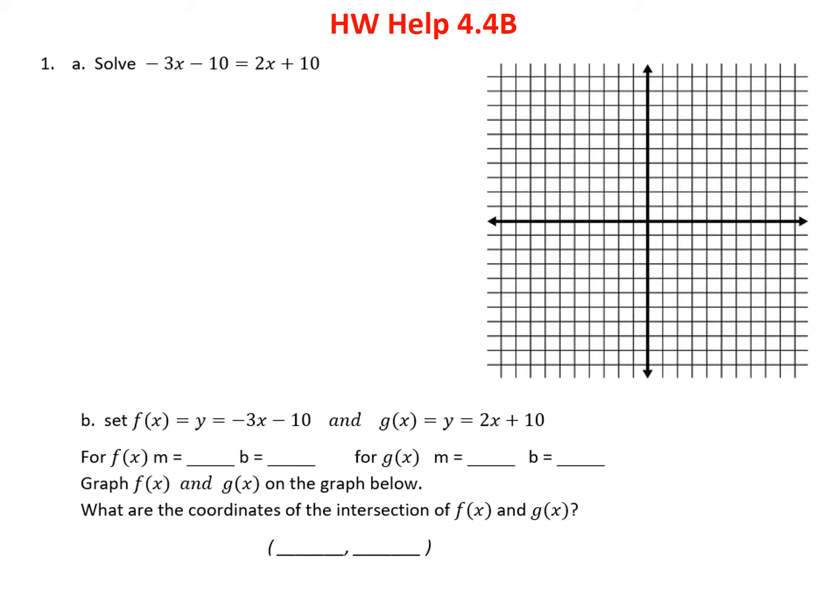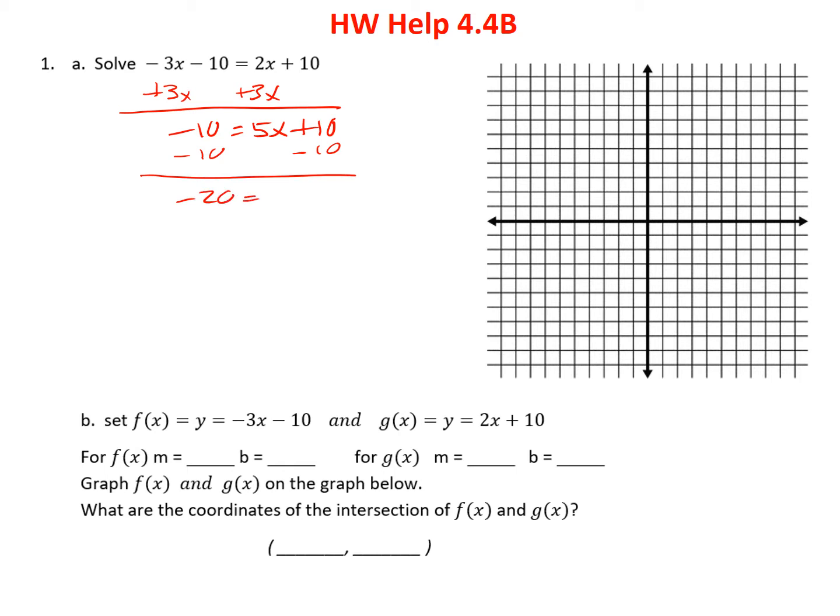Let's get all the x's on one side. So if I want to be positive, I'm going to put a plus 3x here and a plus 3x here. That gets me minus 10 equals 5x plus 10. And now we'll get all the numbers on the left side, so subtract 10 here. And we get minus 20 equals 5x. Undo the multiplication by 5 by dividing by 5. And we find out that x equals minus 4.